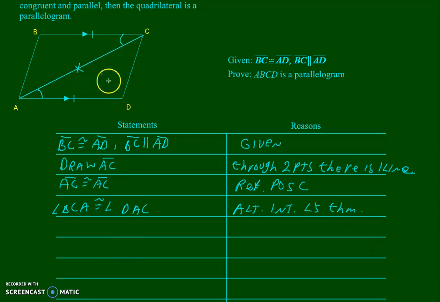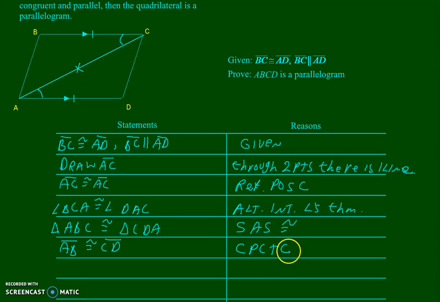Now we know that these two triangles are congruent by side, angle, side. Side, angle, side. So triangle ABC is congruent to triangle CDA, and that's side, angle, side congruence. So now that these two triangles are congruent, we can go ahead and say that AB is congruent to CD. And that's by CPCTC. Corresponding parts of congruent triangles are congruent.